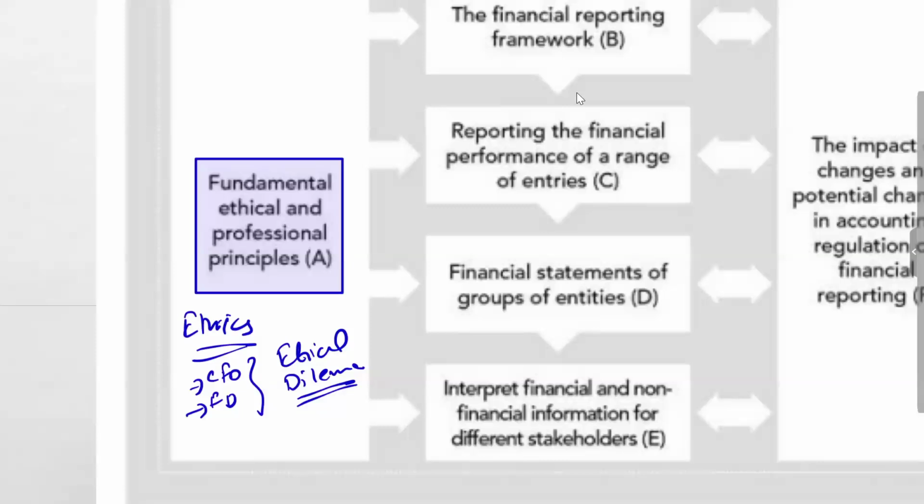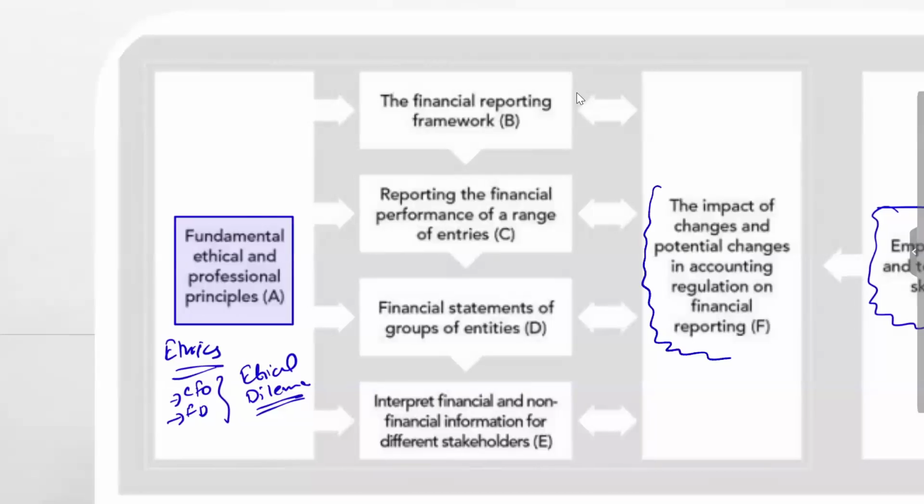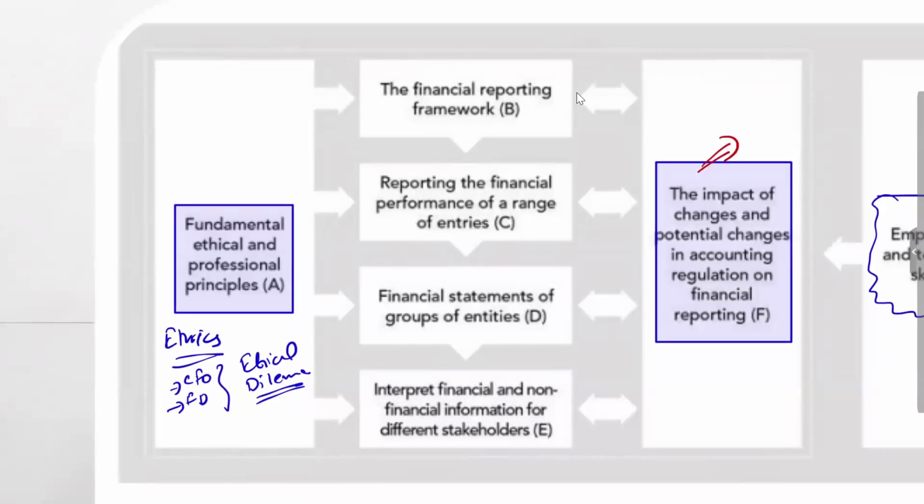Then if I move a bit forward, the other areas of the syllabus include the impact of changes and potential changes in accounting regulation. Now, what exactly is this all about? When we talk about the impact of changes and potential changes in accounting regulations, this is an area which is called current issues.